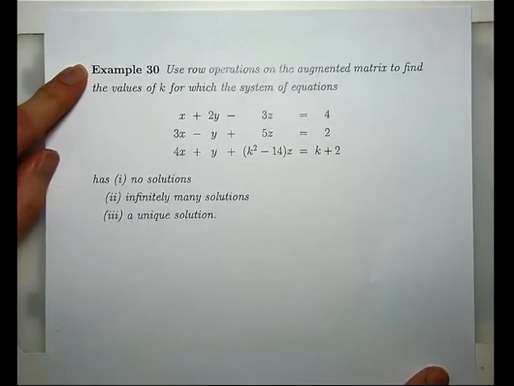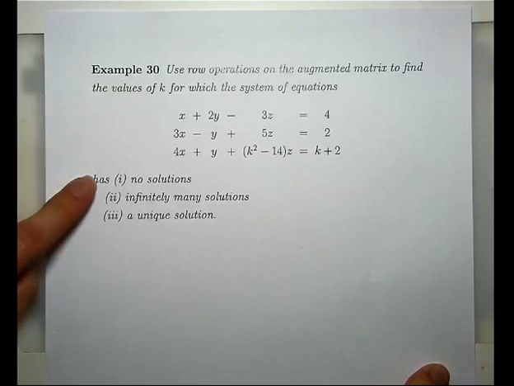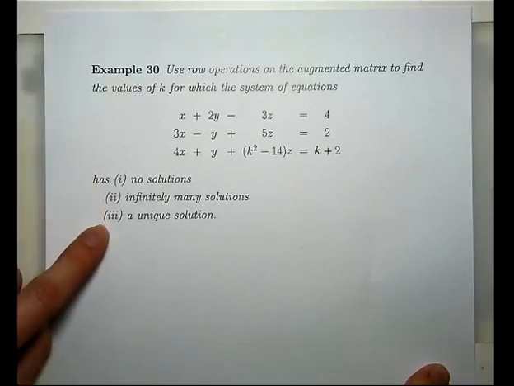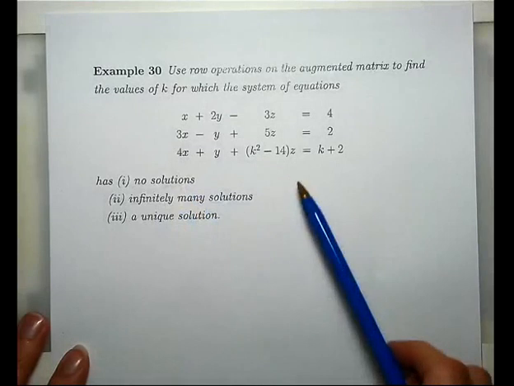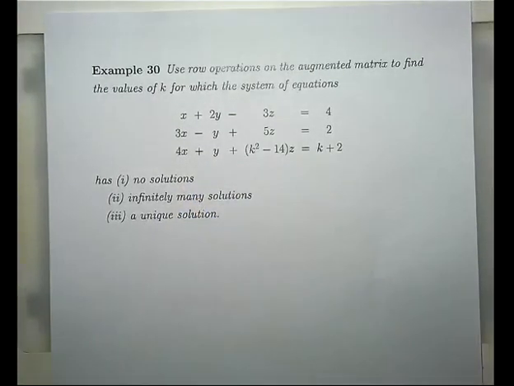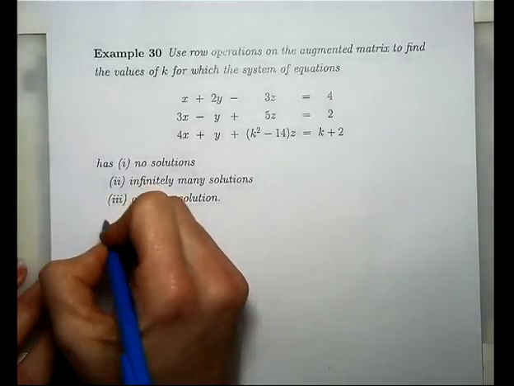Use row operations on the augmented matrix, we can do that, to find the values of k for which the system of equations has no solutions, infinitely many, or a unique solution. Okay? So remember, there are 3 things that can happen. Let's find out which values of k give those three different things, okay? When I put the past exams up, there's often a question that's similar to this one, okay? Pay attention. I haven't written this exam yet, so I don't know, but anyway.